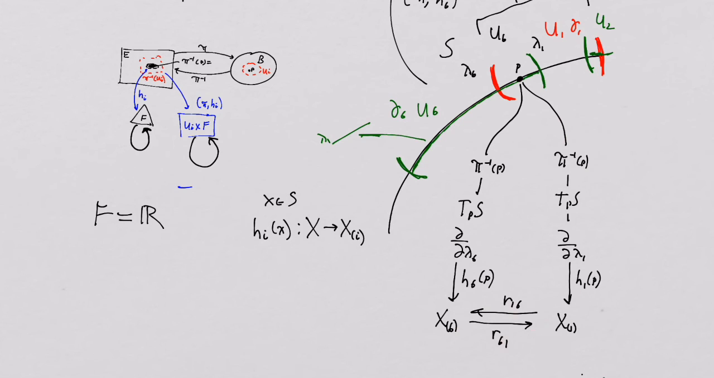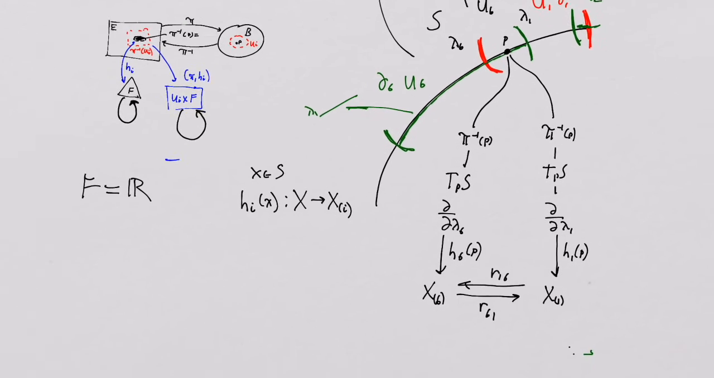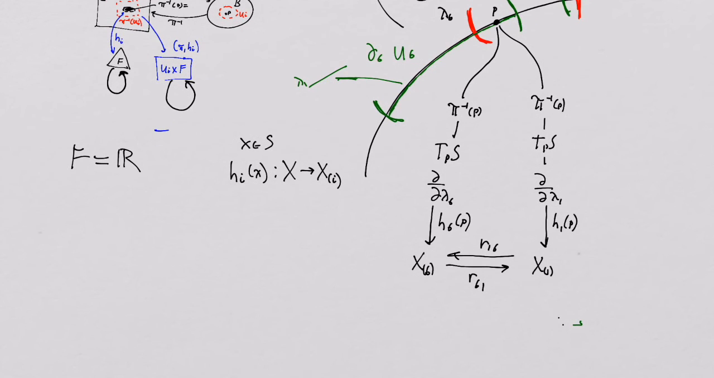And those simple numbers are transition functions, which means R61 would be defined as H6 at P inverse combined with H1 at P, and that would be equal to the real number R6 to 1. R1 to 6, of course, goes the other way: H6 at P after H1 at P inverse. So those are the two transition functions, R61 and R16.